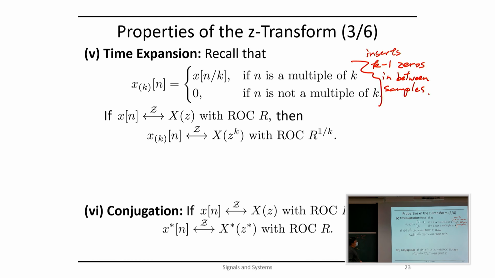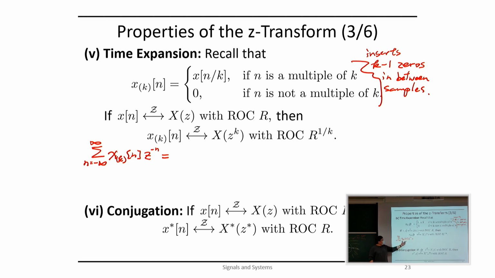So in this case, the z transform will be equal to X of z to the power k, and the ROC would be r to the power 1 over k. Okay. So you can derive this directly, actually. By the definition of the z transform, you take the summation of x_k[n] times z to the minus n.